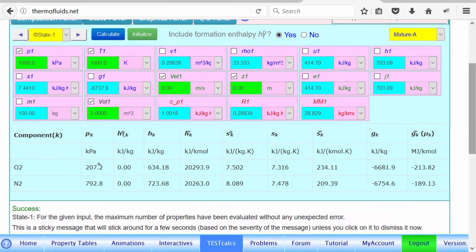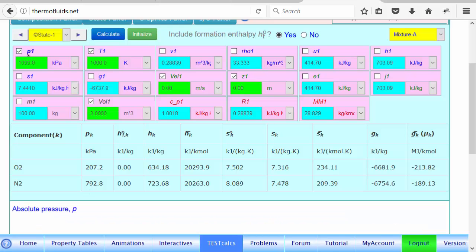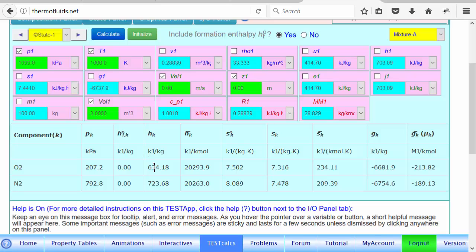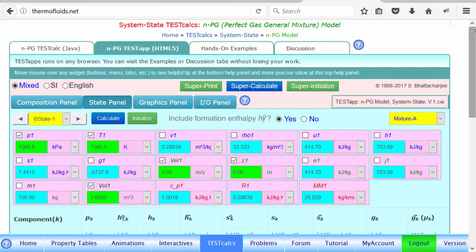As you can see, the partial pressures are shown here, 207 and 792. Of course, it will be simply 1000 kPa times the mole fractions. All other partial properties are also tabulated here, which are covered in chapter 14 in your textbook, and chapters 11 and 14. All right, I'll just stop here.